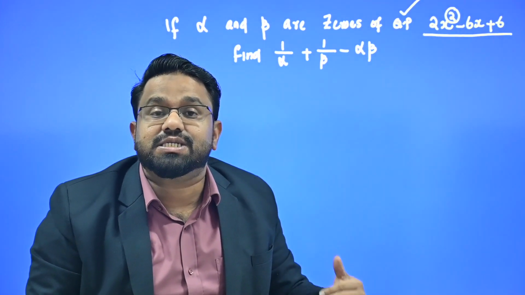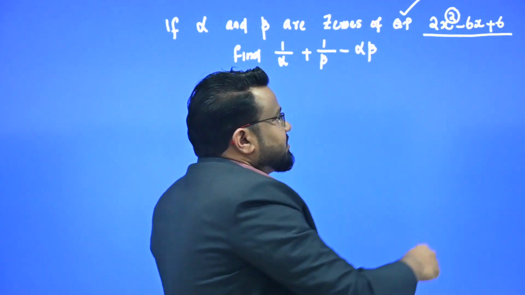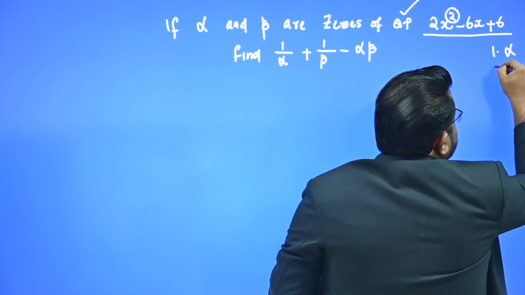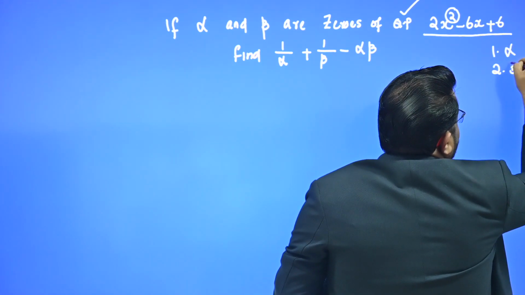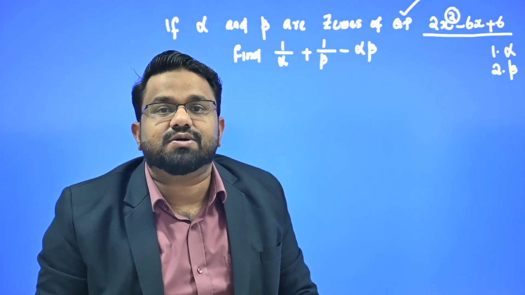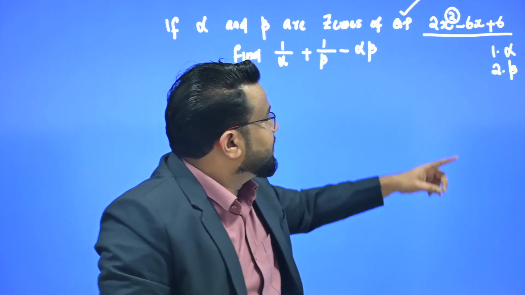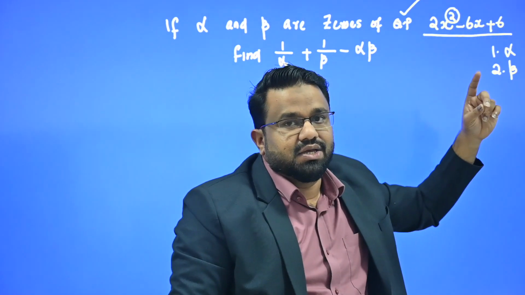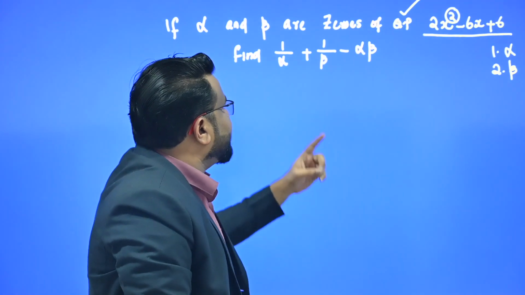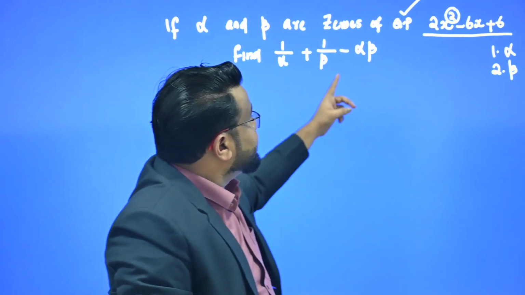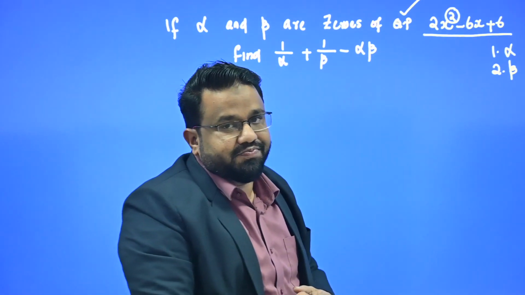Quadratic polynomial, how many zeros are there? 2 zeros are there. The first zero we call alpha, and the second zero we call beta. So here alpha and beta are the zeros of the quadratic polynomial 2x squared minus 6x plus 6. Your aim is to find the value of 1 by alpha plus 1 by beta minus alpha into beta.